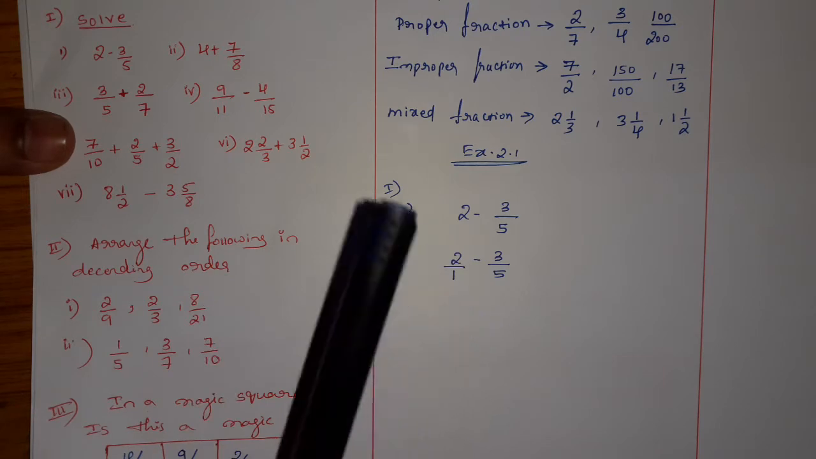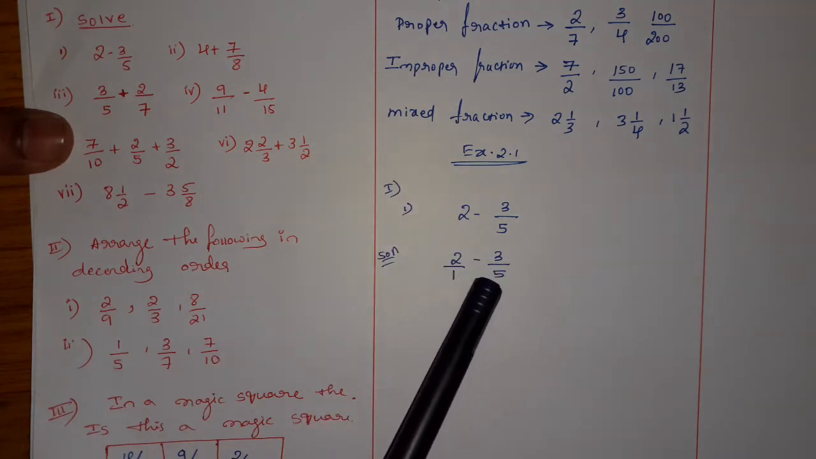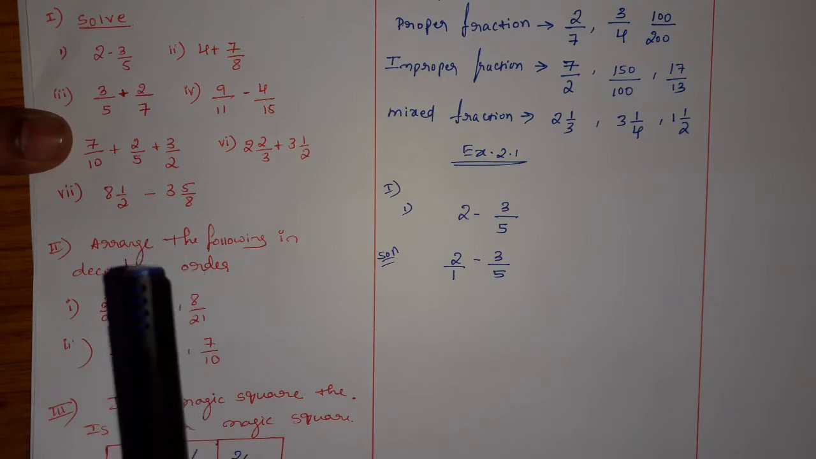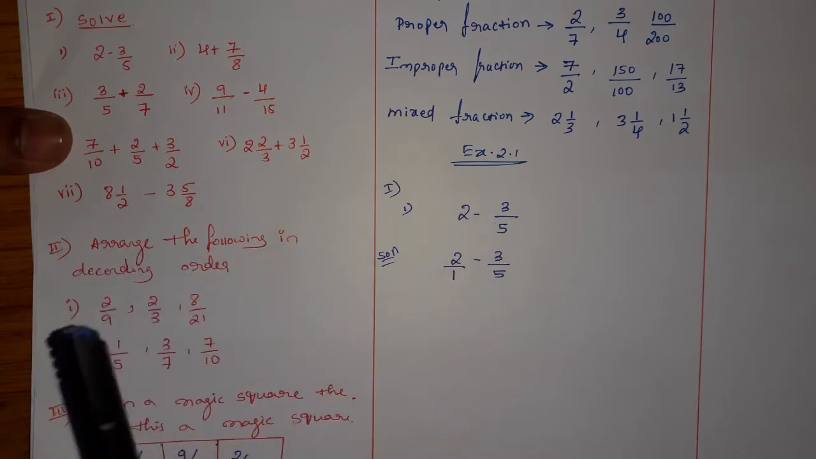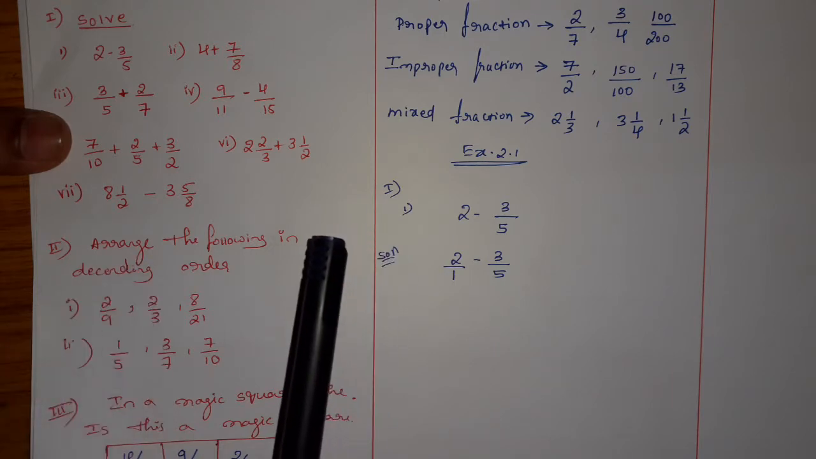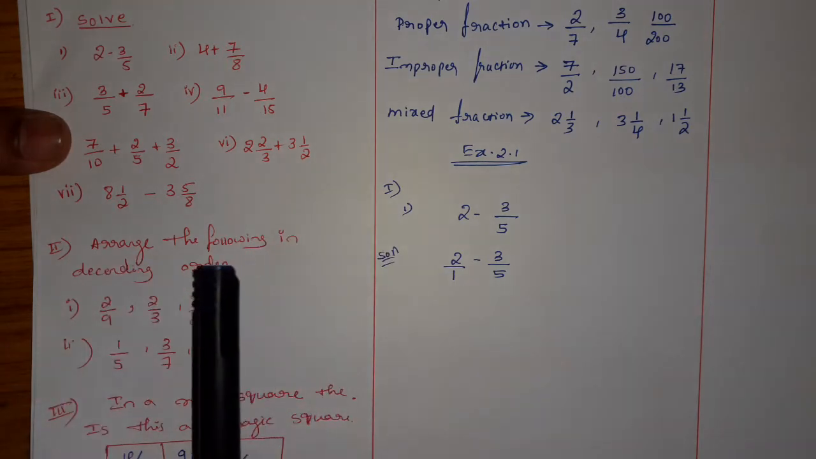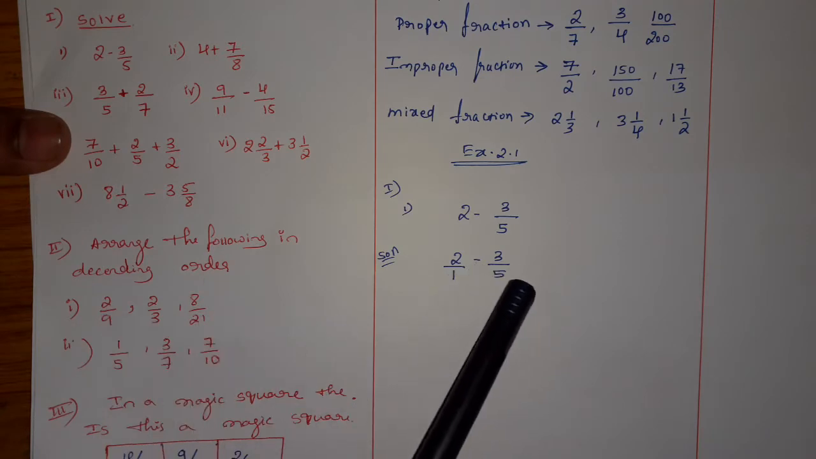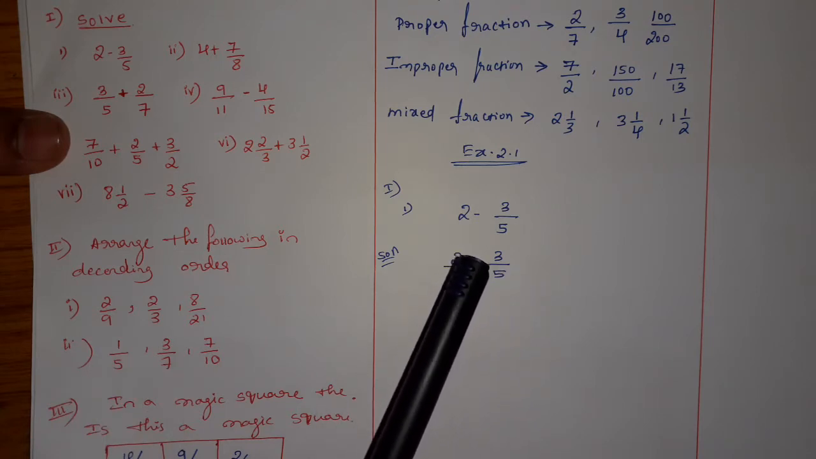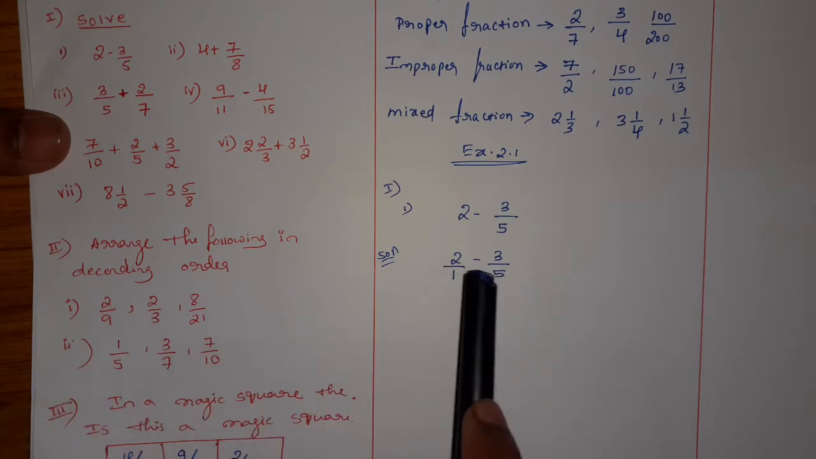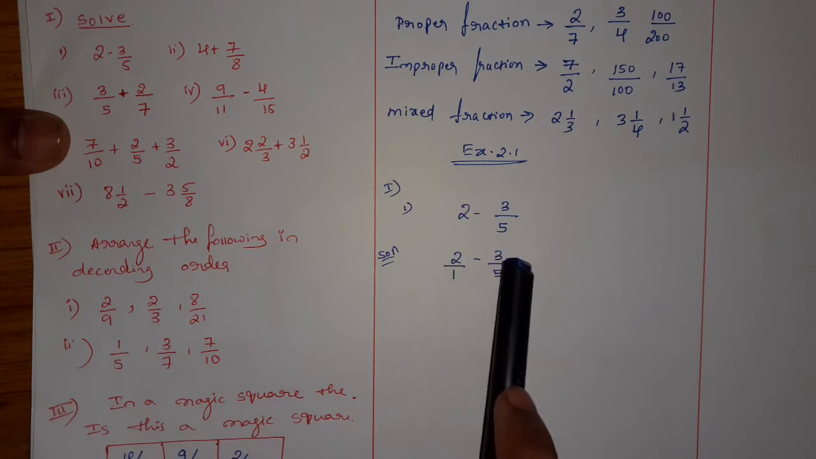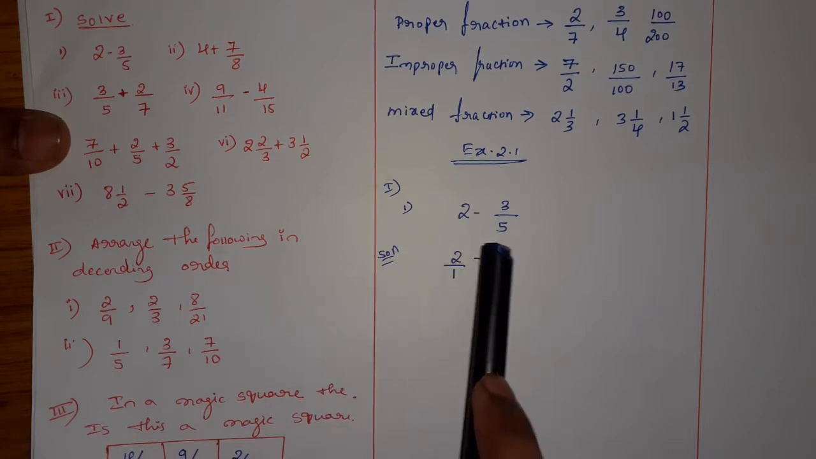What do you mean by like fractions? If two fractions have the same denominator, the numerator may be anything. The numerator may be equal or may not be equal. It doesn't bother us, it will not decide whether it is a like fraction or unlike fraction. If the denominators are the same, such fractions are known as like fractions. If denominators are different, then such types of fractions are known as unlike fractions. Here the denominator is 1, here 5, both are different, therefore these two are unlike fractions, therefore you cannot subtract them directly.